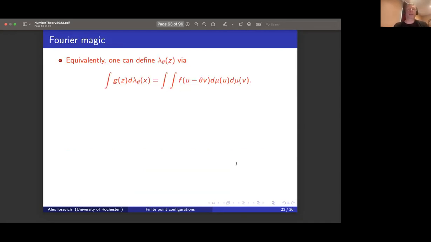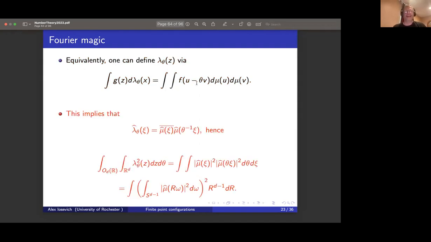Okay. And equivalently, this slide is called Fourier magic, you'll see why. One can define this measure on E minus theta E in a straightforward way. So we just define it as the double integral of f of u minus theta v d mu u d mu v. Okay, this is accepted. The function should have the same name on both sides. So this is g, so this should be g also. Sorry about that. Okay. And what this allows us to do is to take the function to be a character. Okay, so this argument works equally well in whatever setting.